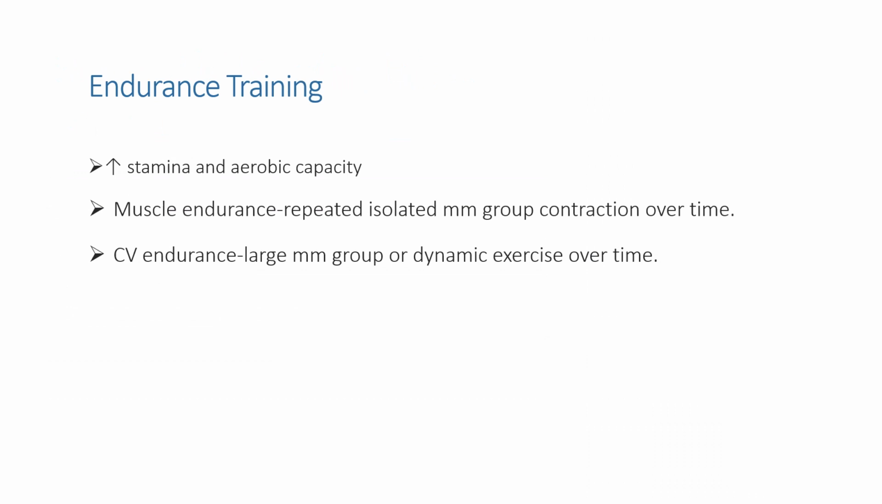Endurance training and oxidative capacity. Endurance training aims to improve stamina, which refers to the duration a person can sustain strenuous activity, and aerobic capacity, typically measured as VO2 max. It involves exercises that place a sustained and high metabolic demand on muscles.